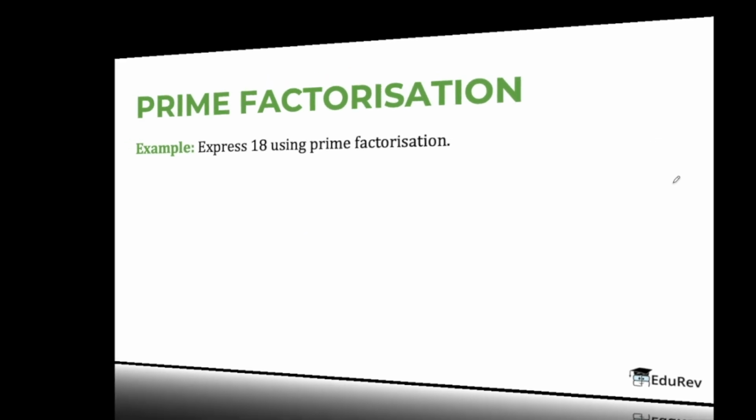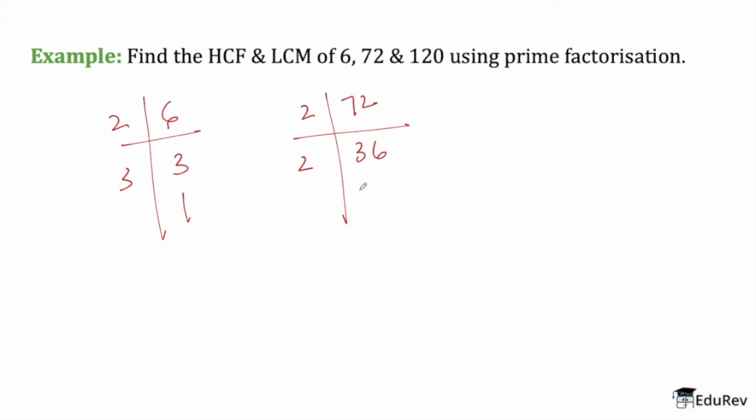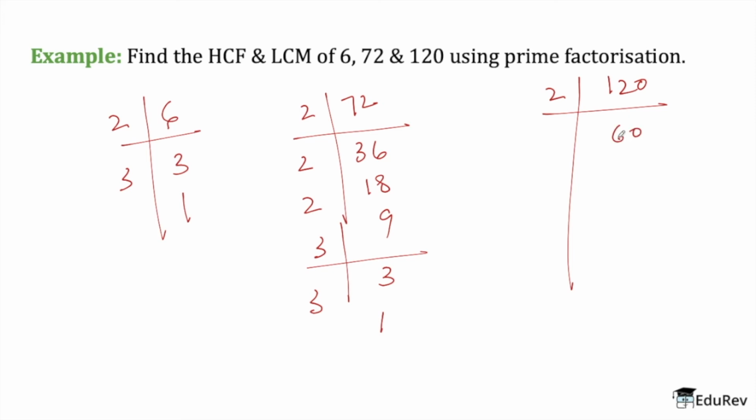So let's move on to another question now. The next question states that we need to find the HCF and LCM of 6, 72 and 120. Now if I do 6, then 2 times 3 is 6, 3 times 1 is 3. Similarly for 72, I can simply write 2 times 36, then 2 times 18, then 2 times 9, then 3 times 3 and 3 times 1. And similarly for 120, I can simply say 2 times 60, then 2 times 30, then 2 times 15, then 3 times 5 and 5 times 1.